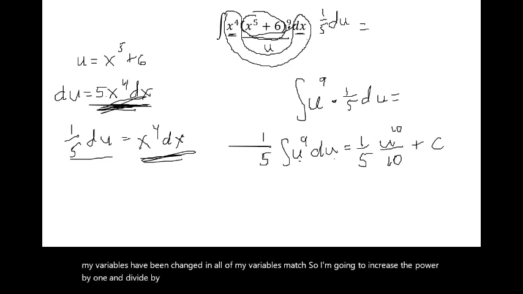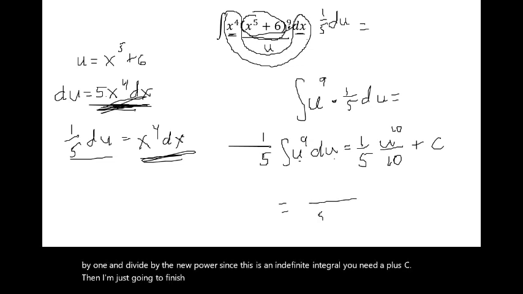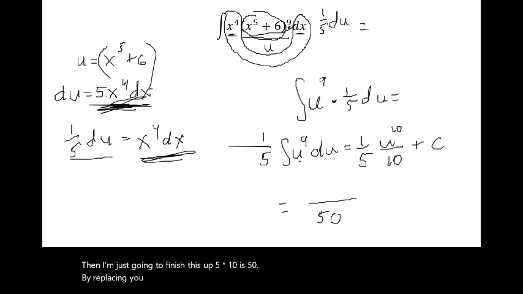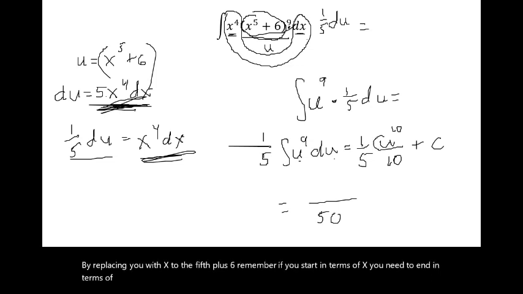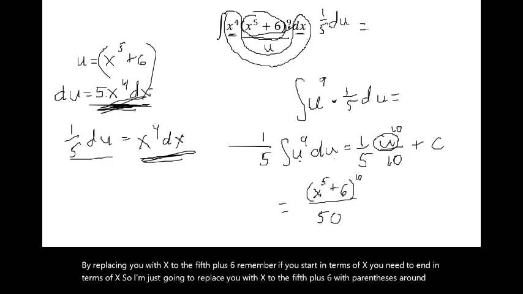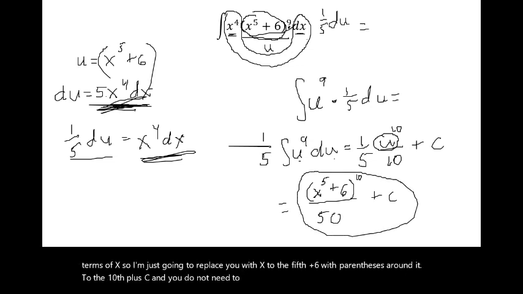Since this is an indefinite integral, you need a plus c. Then I'm just going to finish this up. 5 times 10 is 50. By replacing u with x to the 5th plus 6. Remember, if you start in terms of x, you need to end in terms of x. So I'm just going to replace u with (x to the 5th plus 6) with parentheses around it, to the 10th plus c, and you do not need to simplify any further than that.